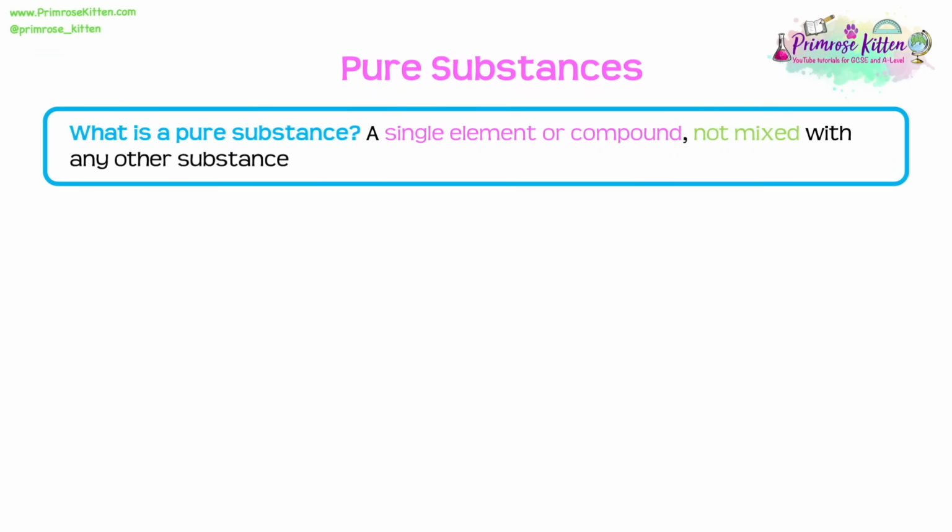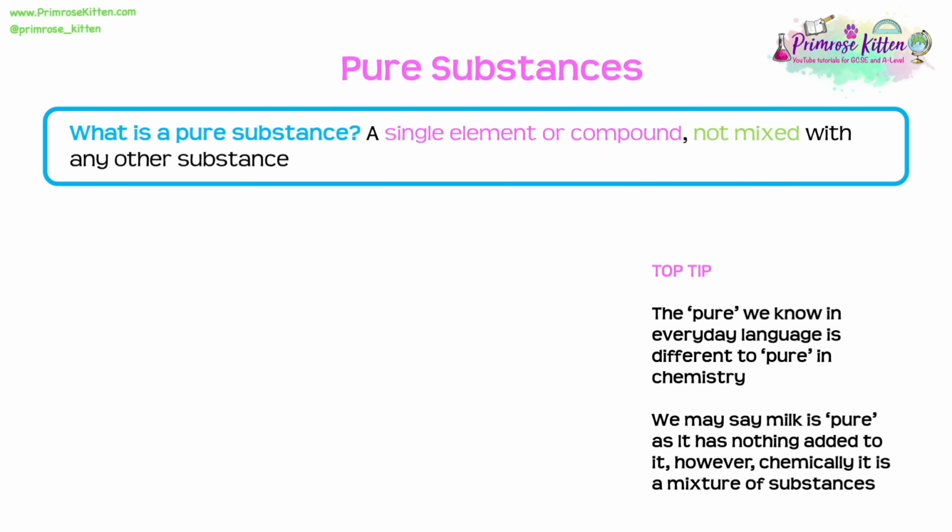In chemistry, we need to understand what is meant by a pure substance. So a pure substance is a single element or compound which has not been mixed with any other substance. Now, you might find this is a bit different to our everyday language. We might use the word pure as we speak about things such as milk may be pure because it doesn't have any additional substances added to it. However, chemically, it is a mixture of different substances.